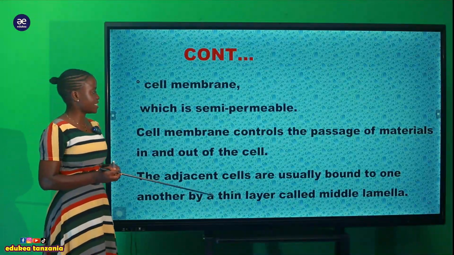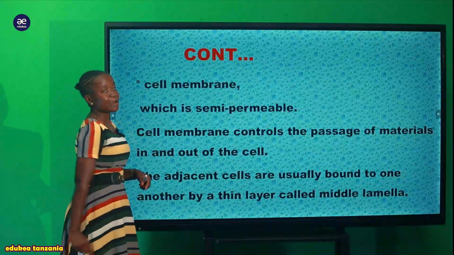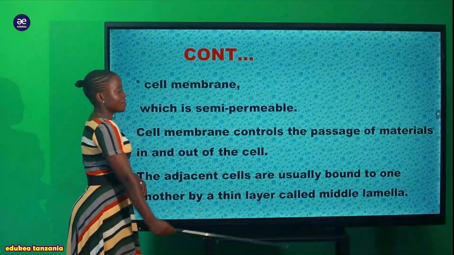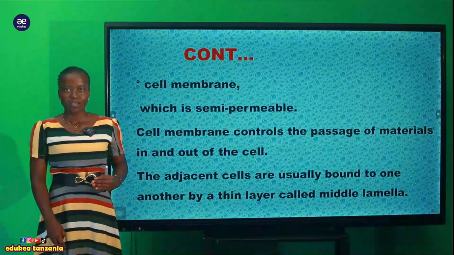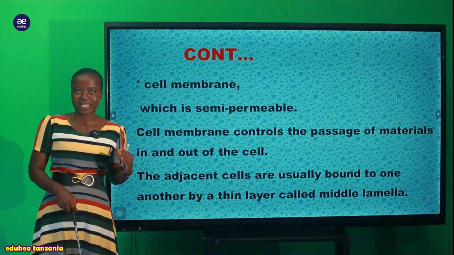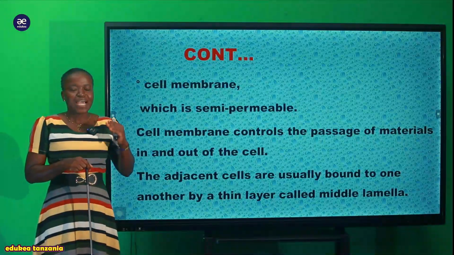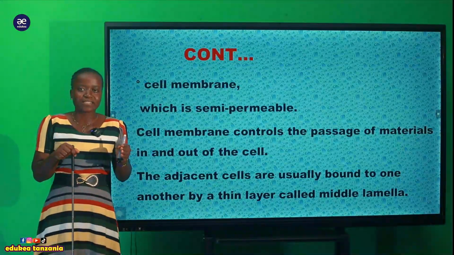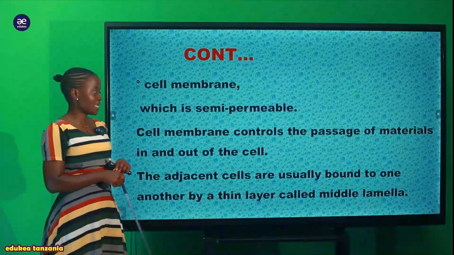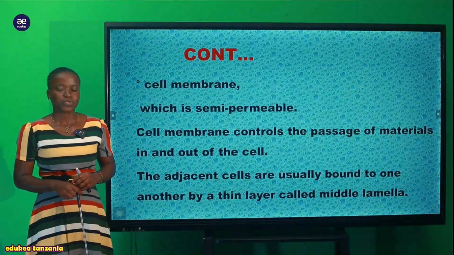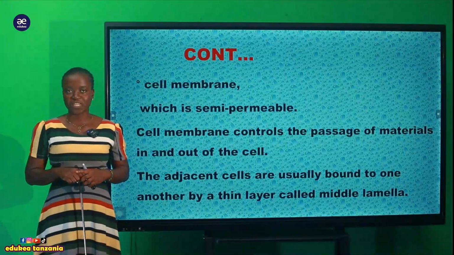So the adjacent cells are usually bound to one another by a thin layer called the middle lamella. Also underline the word middle lamella. So here we have seen that between one plant cell and another cell, there is a connection or a joint. That joint that connects one plant cell and another cell is called the middle lamella. This middle lamella is also very important to ensure continuation of materials that are occurring within a plant. They just move freely.